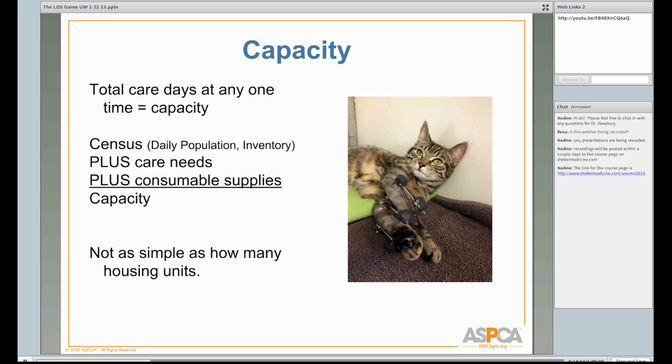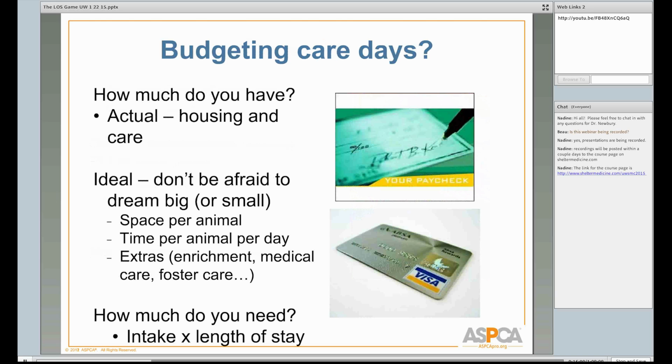So all of those things are not as simple as just the housing unit. So how do we budget those care days? Really think about, well, how much do you have? Actual housing and care. We don't have time today to go into it, but you can look and say, well, how many staff do you have to do intake at your shelter? How many animals are going to come in every day? And you can compare those two.